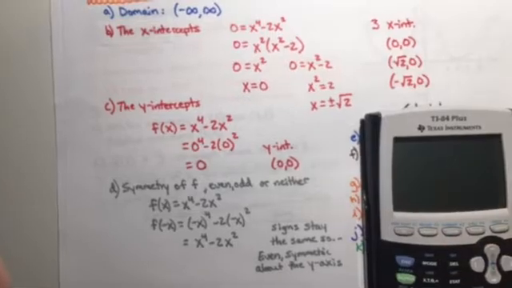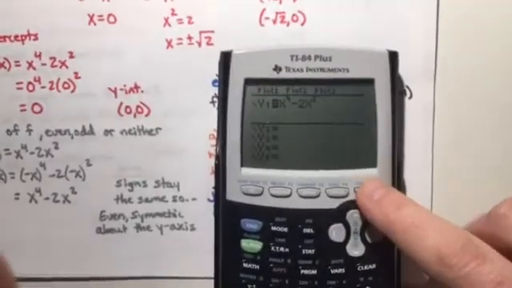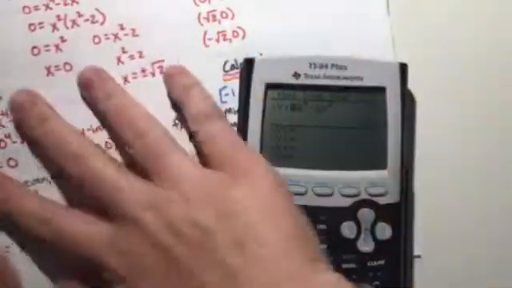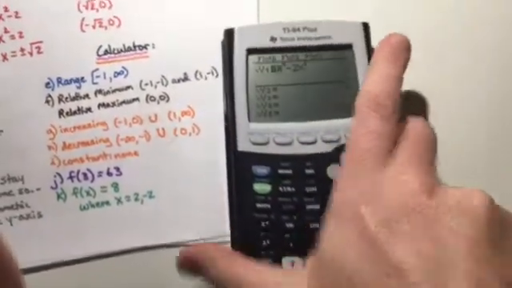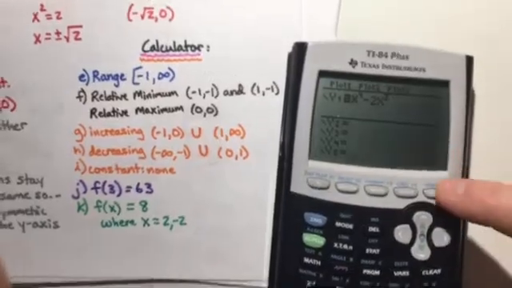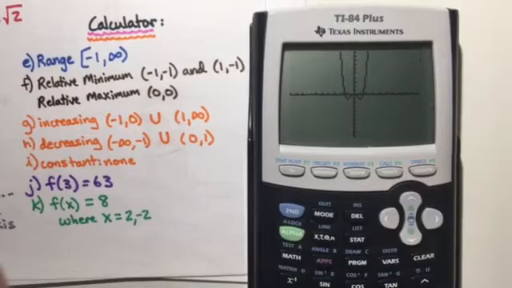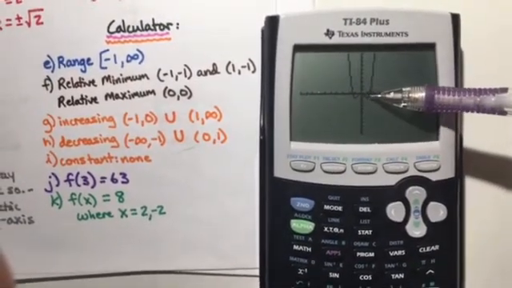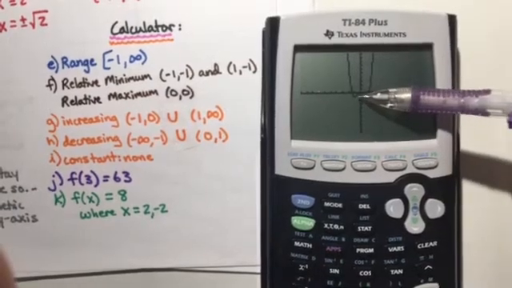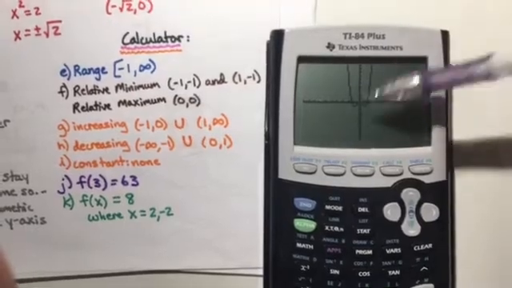So let's look at the calculator part. I've already typed in the function, so we can take a look. We had to figure out the range. So let me scoot this over a little more. If we take our calculator, type in our function, and hit graph, let's see what happens. So we can tell that our graph comes down, goes up, comes back down, and goes up forever, but it doesn't go down forever.